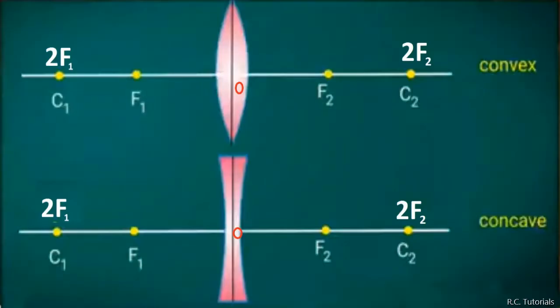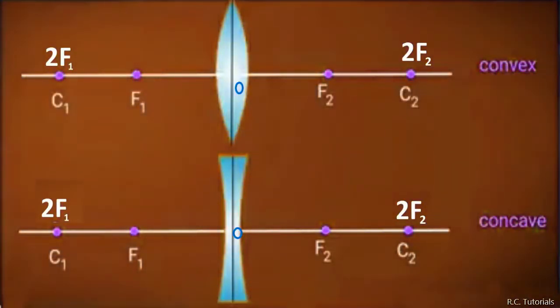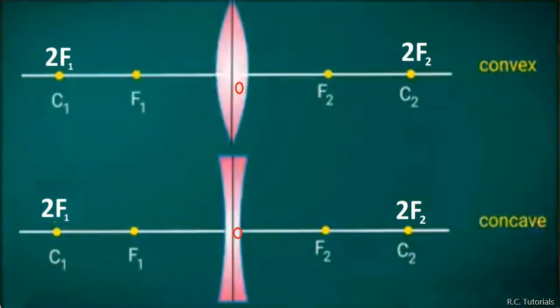The next is the properties of concave and convex lenses. Both concave and convex lenses are bifocal lenses because they have two focal lengths. That means they have two foci. Foci is the plural form of focus. The focus and the center of curvature on the left side are denoted by F1 and C1, or 2F1. And on the other side, it is F2 and C2, or 2F2, respectively. The center of the lens is known as the optical center and it is denoted by O.